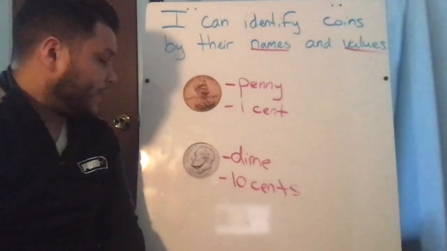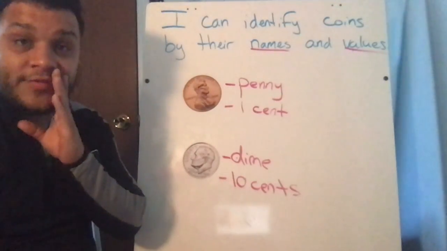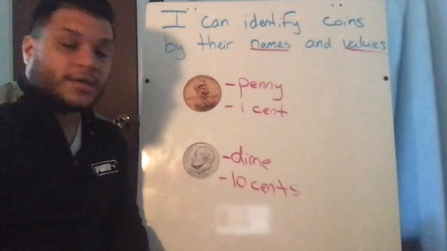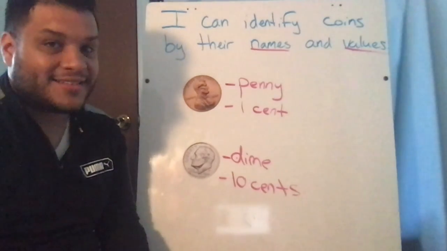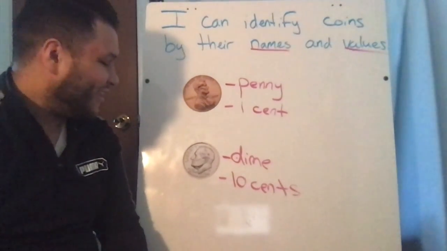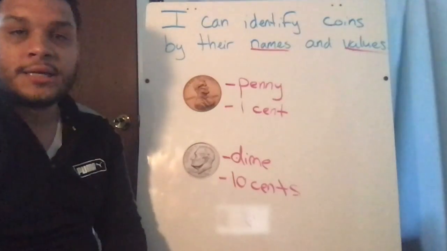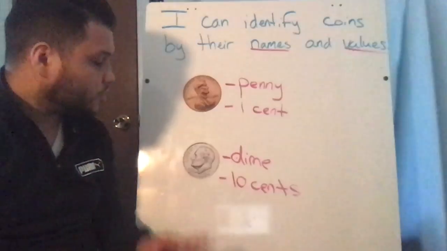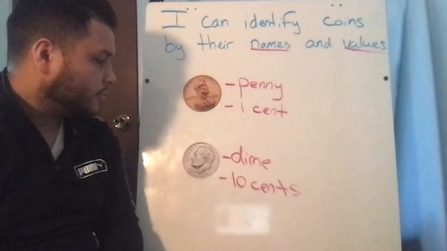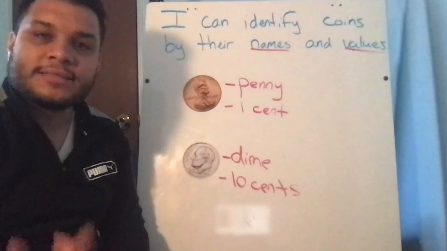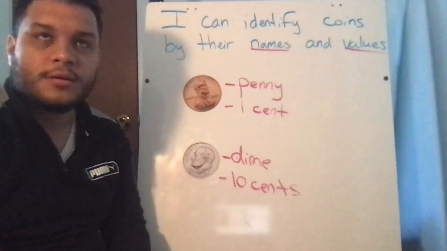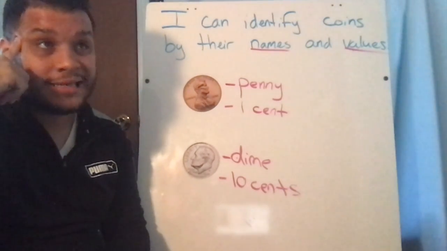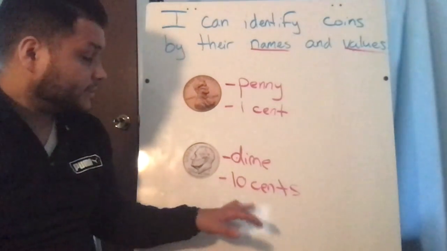Now let's look at our dime. Remember, FDR. Who's the president that is on our dime? Yes, President FDR. What color is our dime? It looks grayish, kind of like a silver color. And how many cents is our dime worth? Let's remember Spanish. Diez. 10 cents.